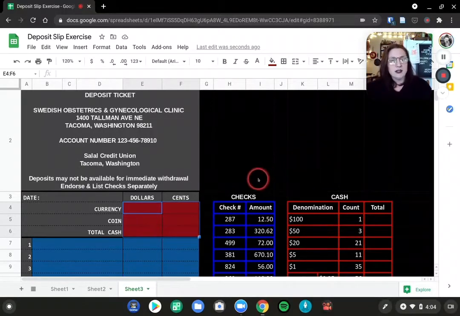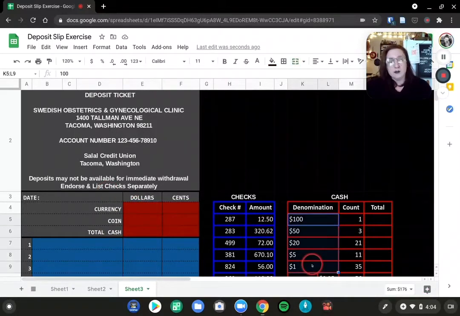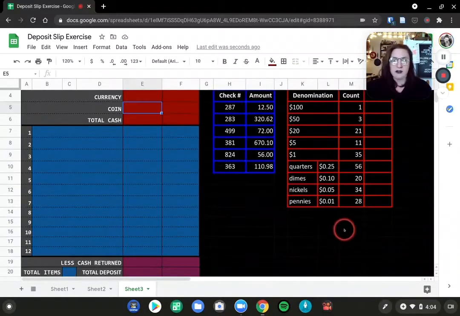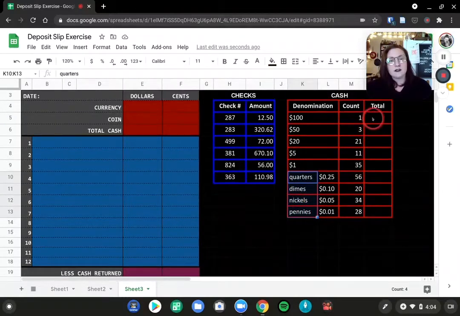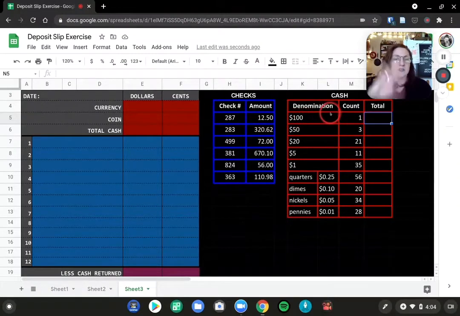So let's do the kind of tricky thing first. Let's go through the cash. When they say currency, that just means dollar bills, so paper money. And when it says coin here, they're talking about quarters, dimes, nickels, pennies. So let's go ahead and calculate the total currency first.